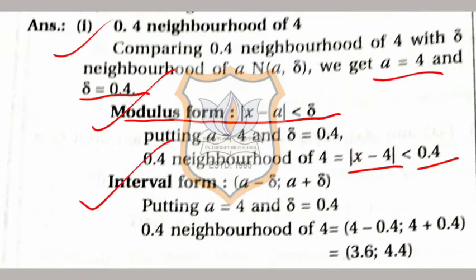Let us find the interval form. Interval form is A minus delta, A plus delta. A is 4, delta is 0.4. So let us substitute over here. We will have 4 minus 0.4 to 4 plus 0.4. 4 minus 0.4 is 3.6 and 4 plus 0.4 is 4.4.